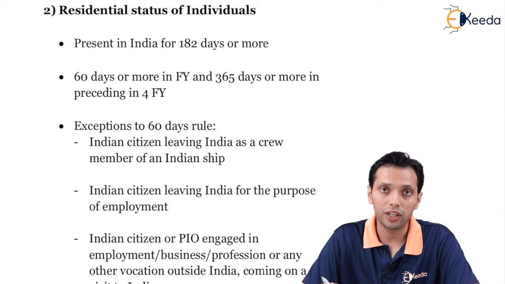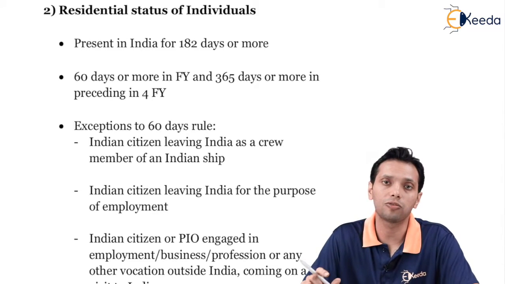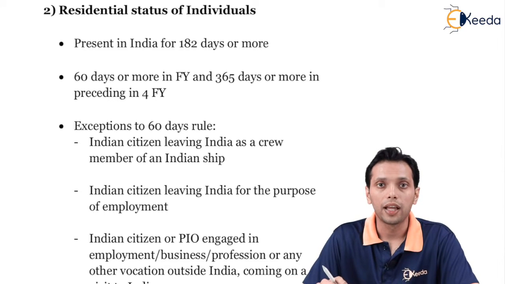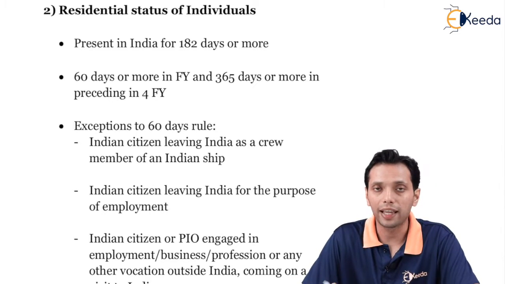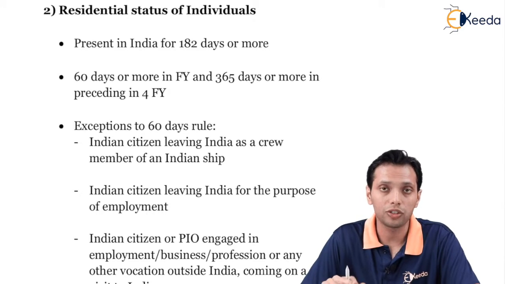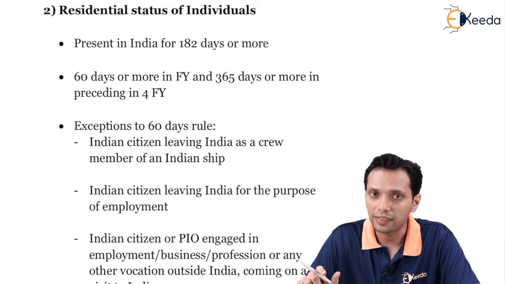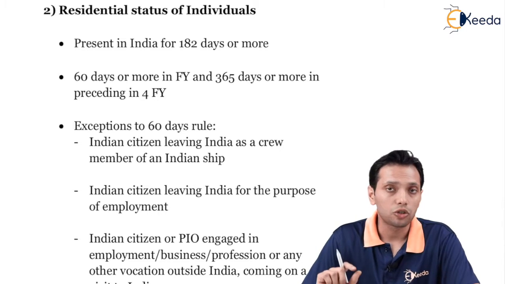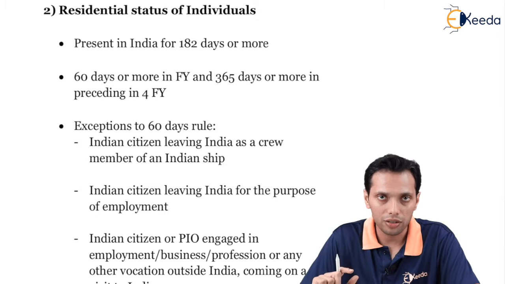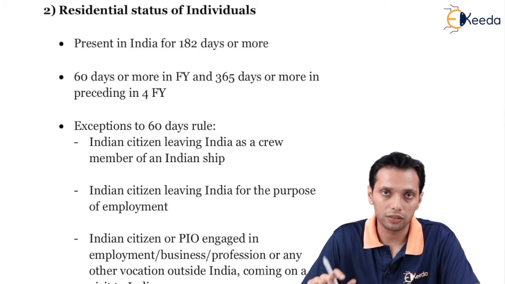Residential status of an individual: 182 days or more is the first criterion. The second criterion is 60 days or more and 365 days or more in the preceding 4 years. If one of the conditions is satisfied, then the individual will be treated as resident. For a resident to qualify as RNOR or ROR, the person has to satisfy 2 conditions, which are cumulative. Both conditions need to be satisfied: 730 days or more in the preceding 7 years, and resident in 2 of the preceding 10 years. If both conditions are satisfied, then the person is ROR, and accordingly the global income would be taxable.